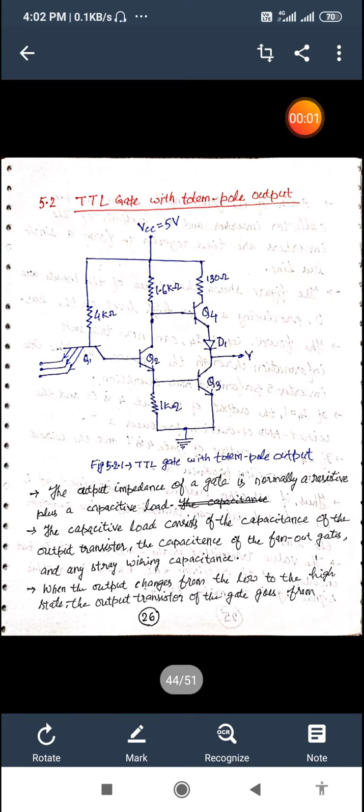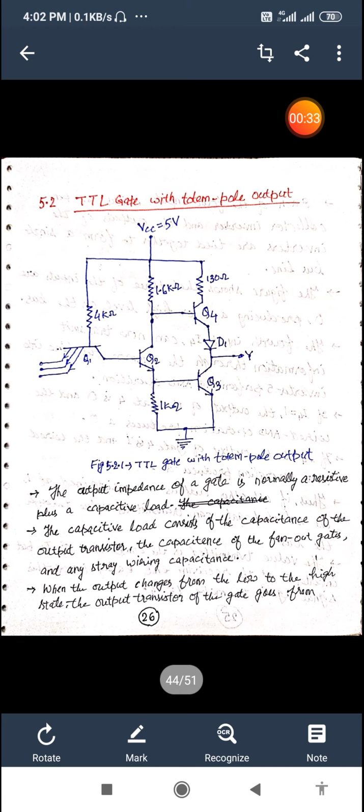Hello students, in my previous lecture I discussed the TTL NAND gate, and in that I already discussed that there are three types of NAND gates available. First one is the open collector output, second one is the totem pole output, and third one is the three state output. In the previous lecture I already discussed the open collector output TTL NAND gate. Now I am coming to discuss totem pole output and three state output.